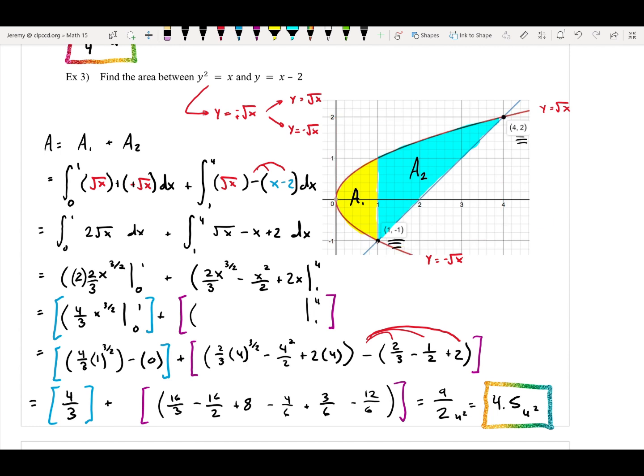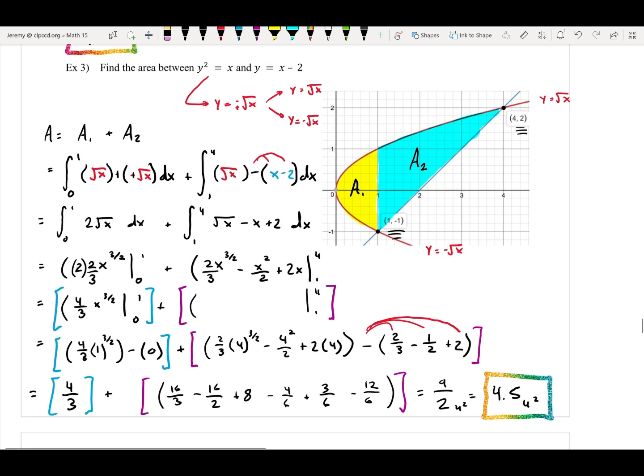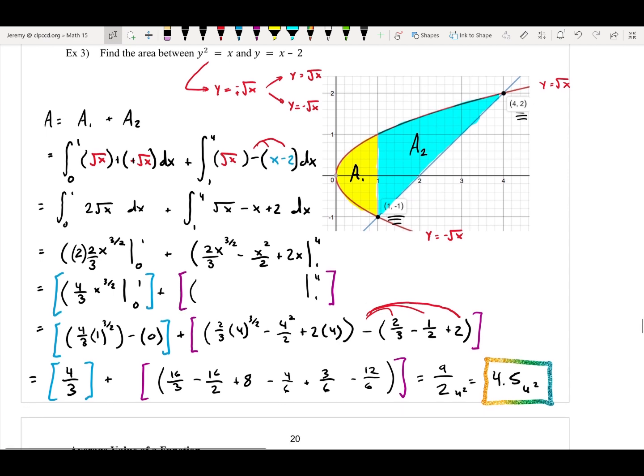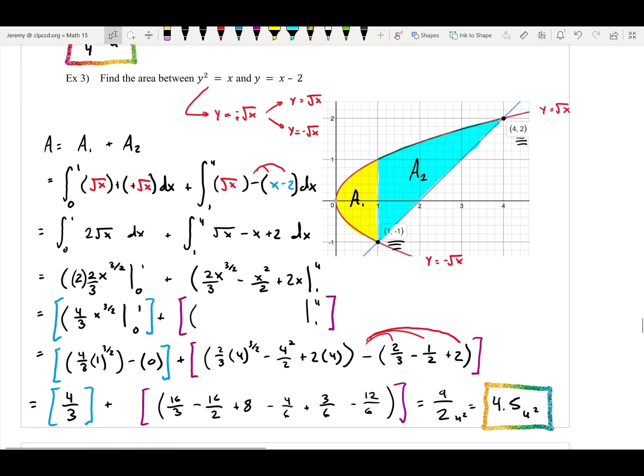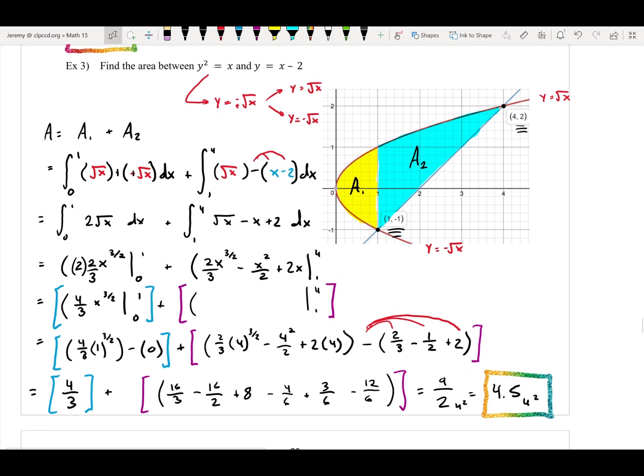Okay, so that last step is not necessary, but I like to do it just to give myself a little bit of confidence that I did it correctly. Very good. So that's how we would do that one.